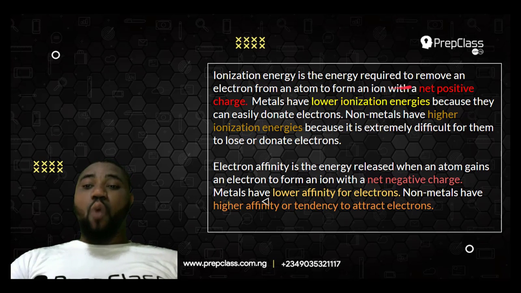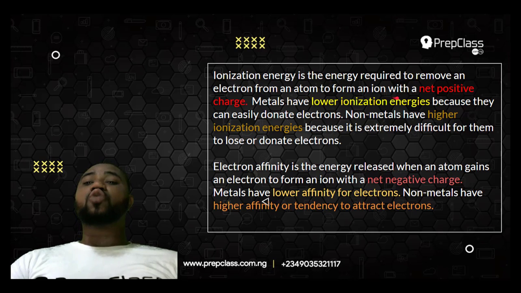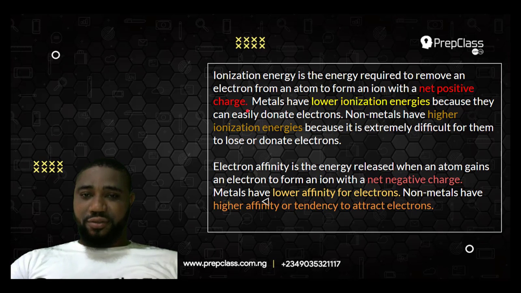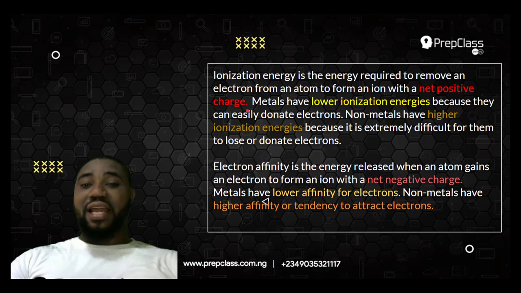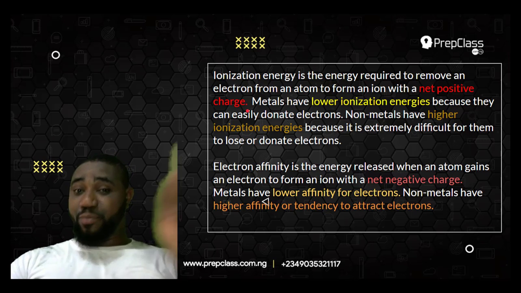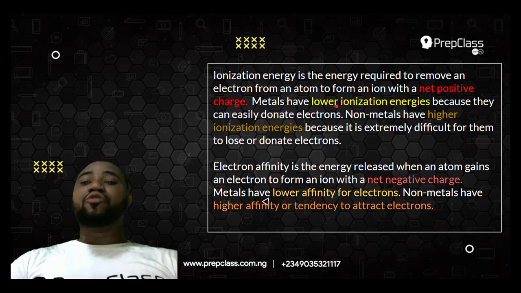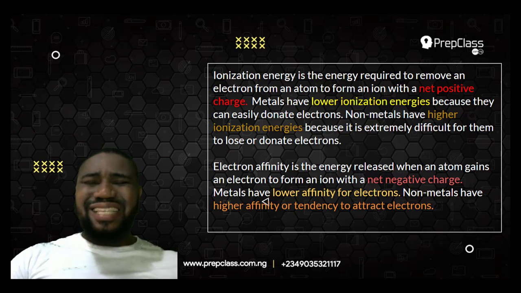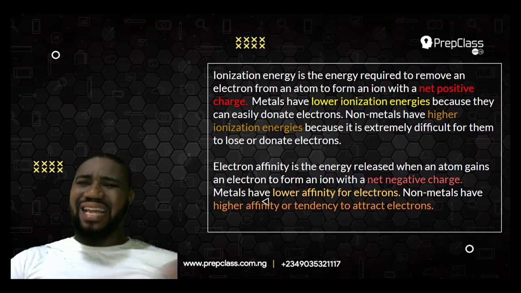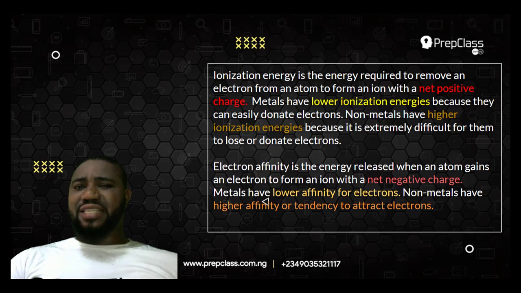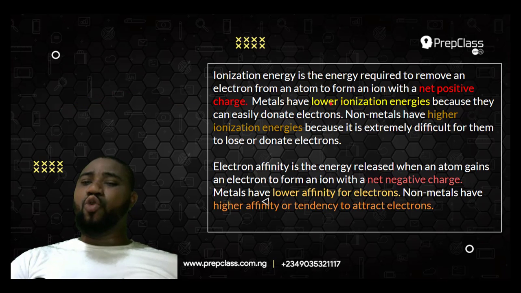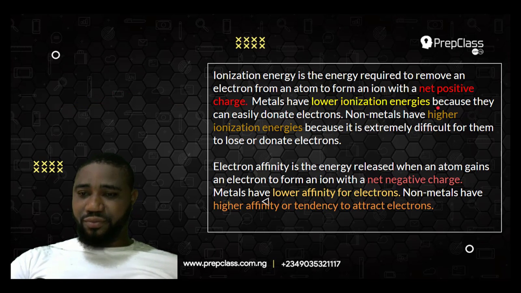Ionization energy is the energy required to remove an electron from an atom to form an ion with a net positive charge. The energy required to remove an electron from an atom to form a positive ion is what? Ionization energy. Because of that, metals have lower ionization energy, because you can easily remove an electron from metals. They can easily donate electrons. The energy involved to remove an electron from a metal is very small. So metals will have a lower ionization energy because they can easily donate electrons.